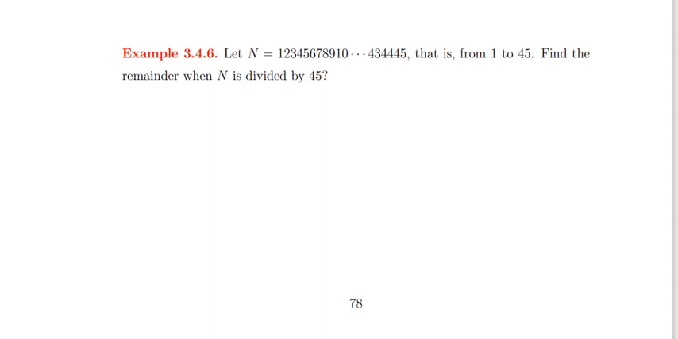Okay, so now let's consider this problem. We have a very big number, N equals this: 1, 2, 3, 4, 5. So we just write those numbers from 1 to 43, 44, 45, just from 1 to 45. So we have this big number. We want to find the remainder when n is divided by 45.